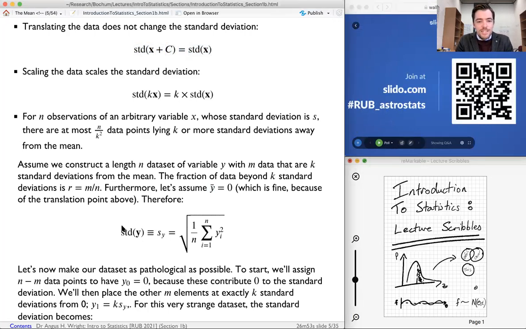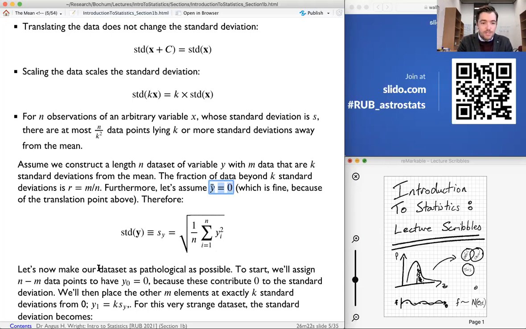So we have the standard deviation of this vector y, and we're going to call that s_y, which, because the arithmetic mean is equal to 0, is just the square root of 1 over n times the sum of the y values squared. Okay, now this is for an arbitrary data set. Other than specifying that the arithmetic mean is equal to 0, we've not assigned any properties to this data set as yet. So let's do that now.